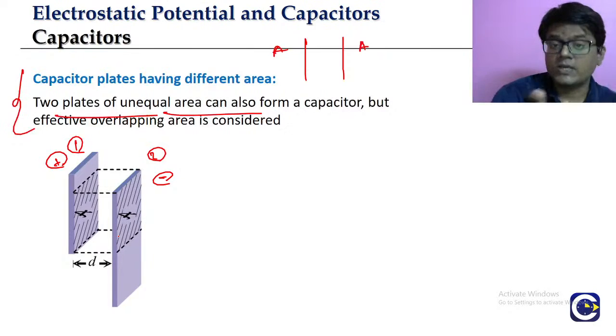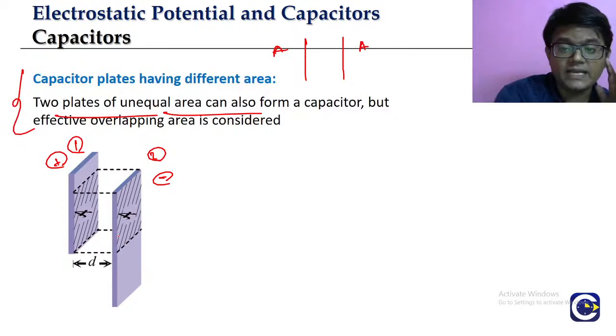It is not a hard rule. We can also have unequal areas, but we will not have this in our NEET syllabus discussion. It is a little bit of a higher level concept, but we should understand that there can also be capacitors which have unequal area. So we can have capacitors having unequal area.